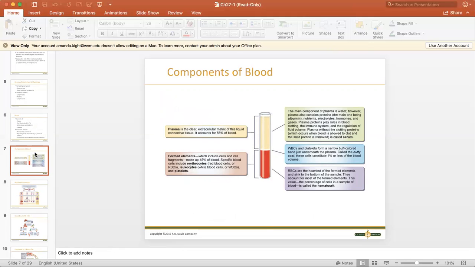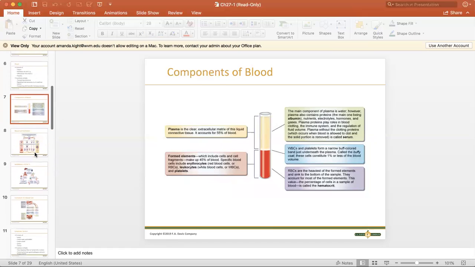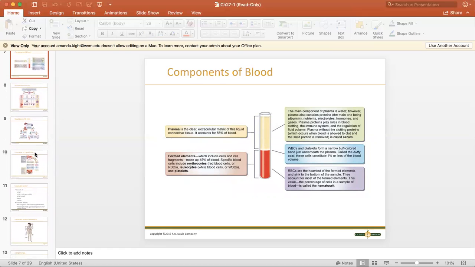It's this clear liquid at the top, an extracellular matrix of liquid connective tissue, which is about 55% of the blood. That's a lot of it, if you really think about it. I kind of think of it as something that really helps to circulate things. It keeps things moving. And then there are different elements in the blood, and you can take a look at the different elements on this slide. I'm just looking to see if anything pops out at me, nope, all of this is familiar.